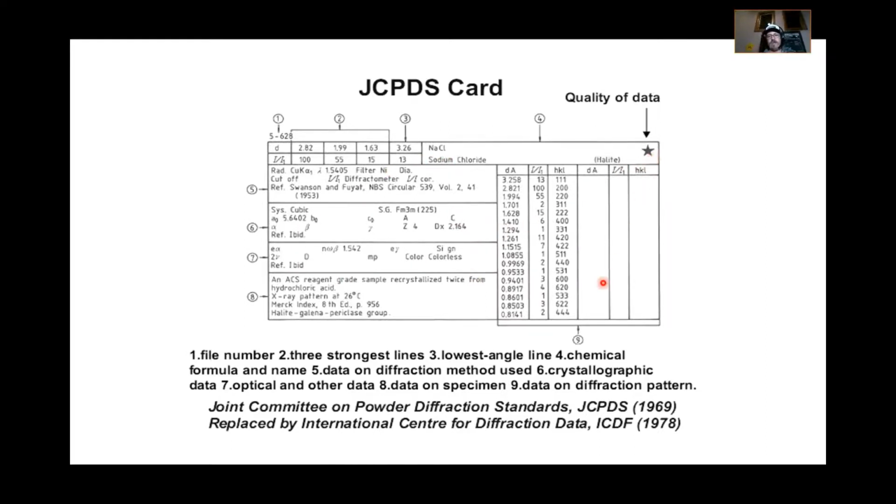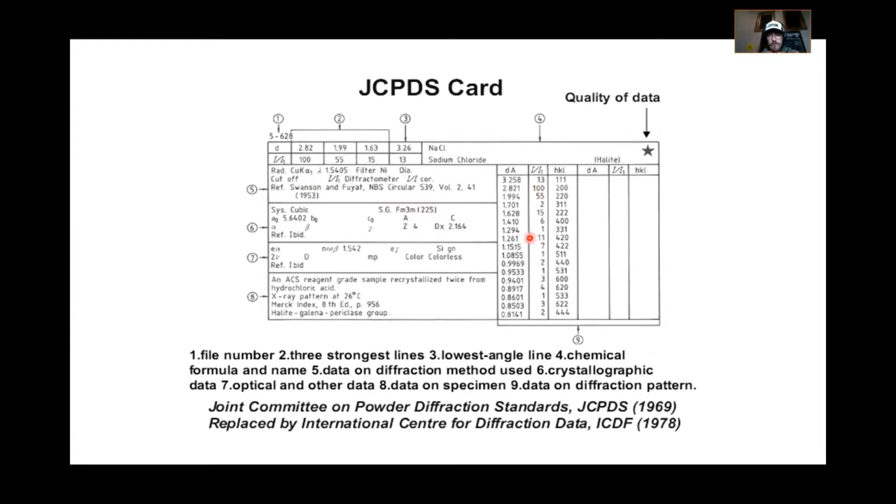If you had a JCPDS card and it had a star, that meant it was a good card. This is halite, or sodium chloride. This is telling you some stuff. It also tells you where it came from. So it was recrystallized twice from hydrochloric acid. Well, okay, that's nice. Somewhere it tells you copper K alpha. So this is the card for copper K alpha.